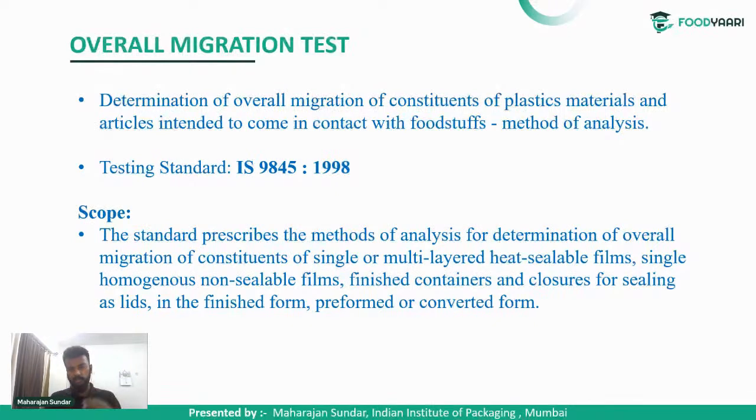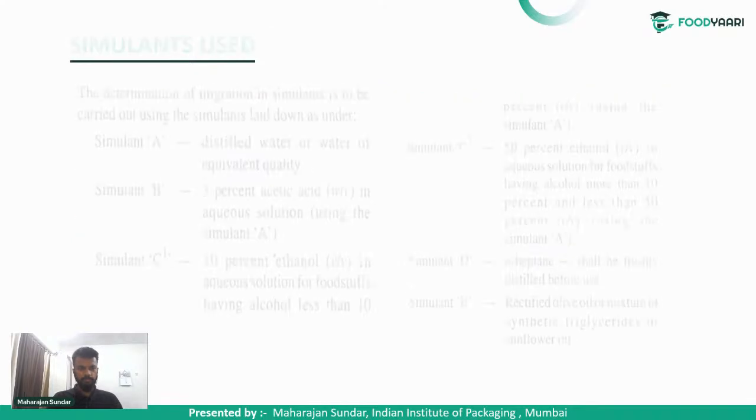It has a certain procedure, which we will discuss in the further slides. It is according to the IS standard 9845:1998. This standard prescribes the methods of analysis for determination of overall migration of constituents of single or multi-layered heat-sealable films, single homogeneous non-sealable films, finished containers and closures for sealing, such as lids, in the form of preform or converted form. Okay, let's jump into the migration test.